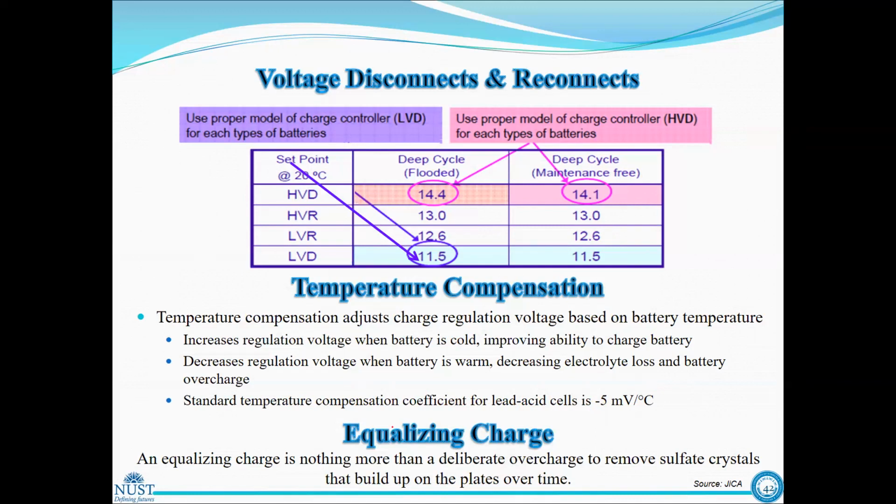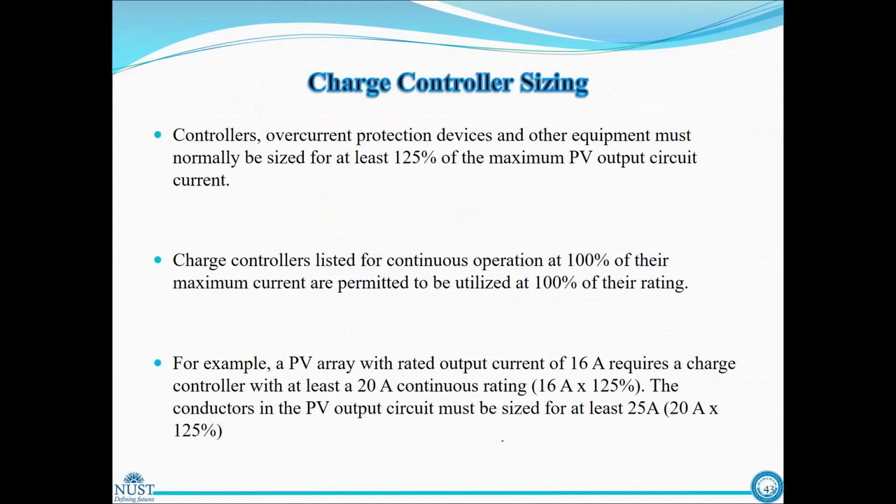And there can be another important parameter, equalizing charge, particularly for the flooded batteries. Equalizing charge is just a deliberate overcharge which we can give to the batteries after some recommended time using the charge controller. And this overcharge can finally refresh the electrolyte, and particularly the electrodes of that battery. But it is only recommended for flooded batteries, not for sealed or other batteries, solid state batteries.